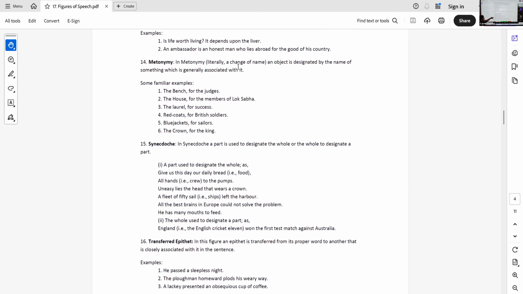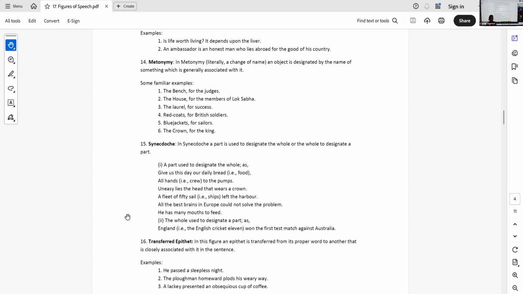He has many mouths to feed, many dependents. Maybe this person has many children, many people depending on him, right? So mouth is the part of the whole. Mouth is a part of the whole body. When a part of the body is used to represent the whole person, that is a synecdoche.